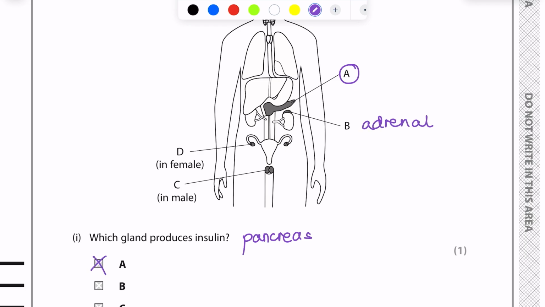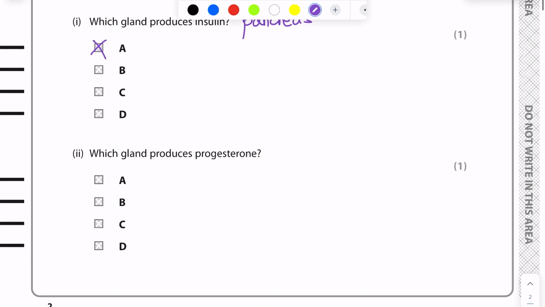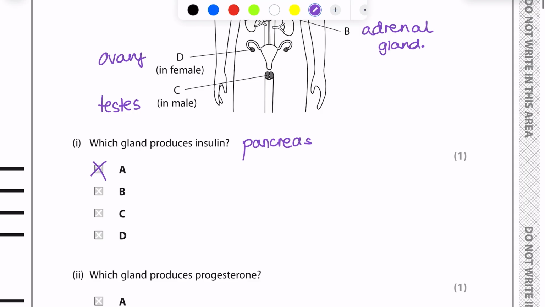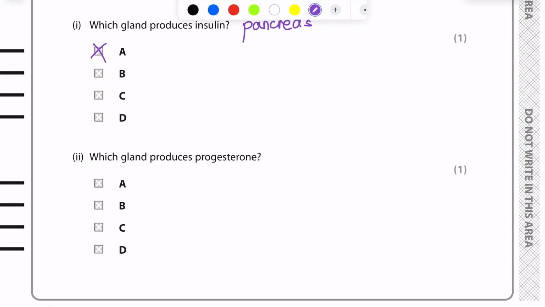Because this is on top of the kidneys, and renal means kidneys, this is the adrenal gland. We've got the ovary, and then testes down here. So do double check that you can do this. Which gland produces progesterone? Progesterone, remember, is responsible for maintaining the uterus lining. It's made by the corpus luteum, which is in the ovary, so that's why the answer here is D.